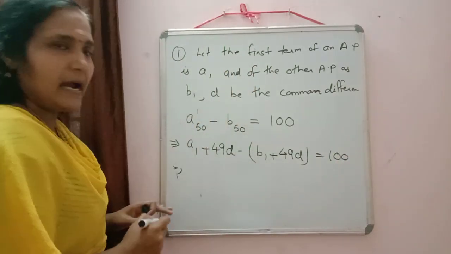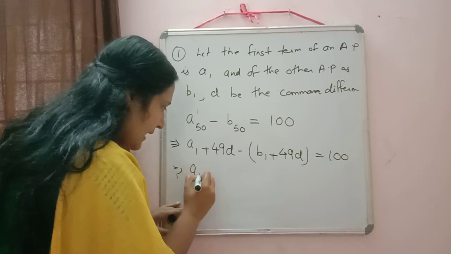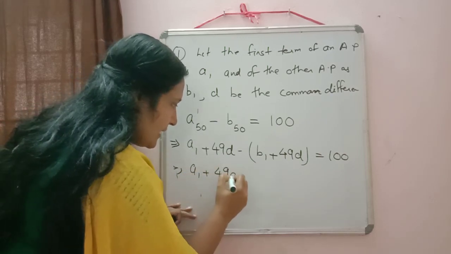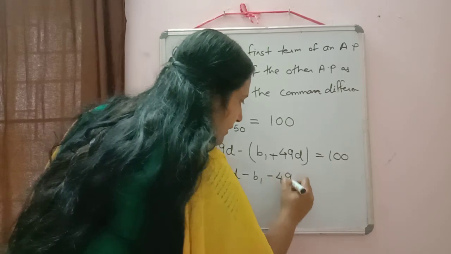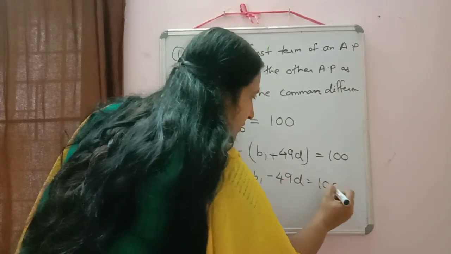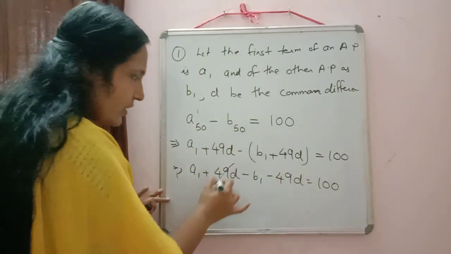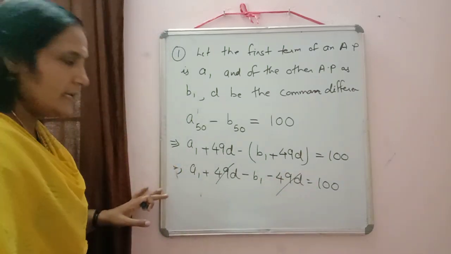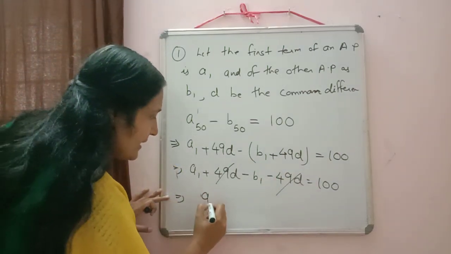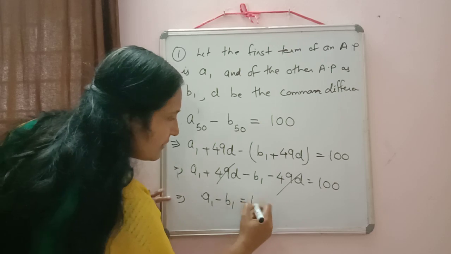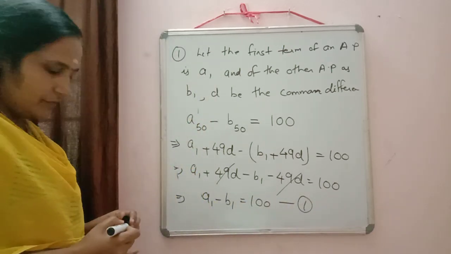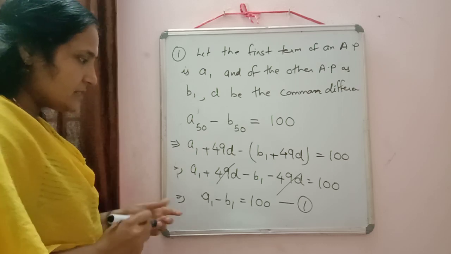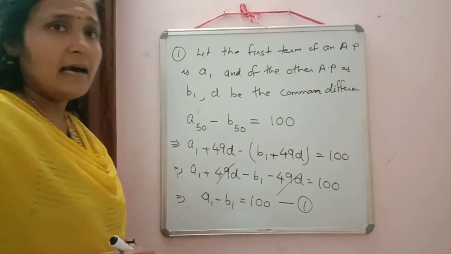Now we will open the bracket and check what will come. A1 plus 49D minus B1 minus 49D is equal to 100. So from here 49D and minus 49D will get cancelled. We will get A1 minus B1 is equal to 100. Make it equation number 1. So we got the difference between the first terms of both the APs as 100.